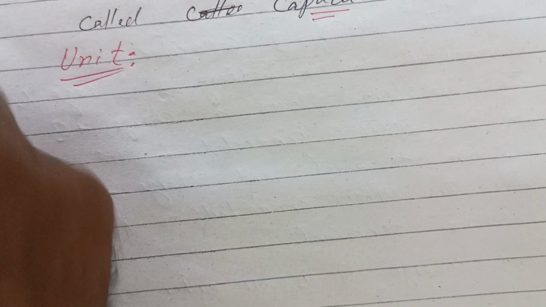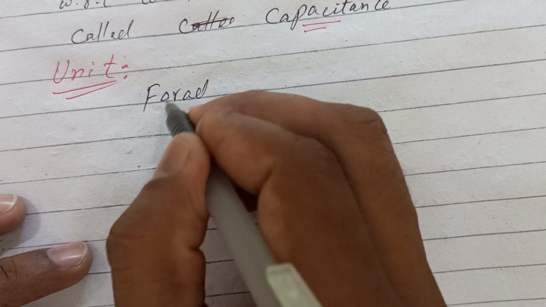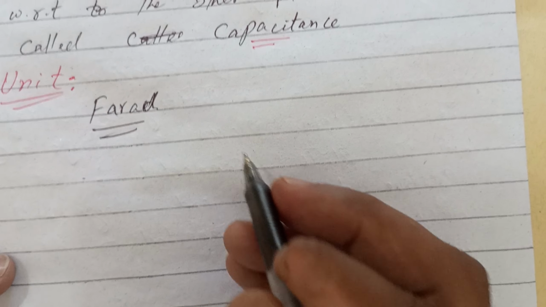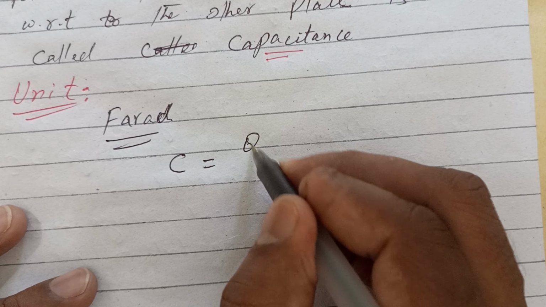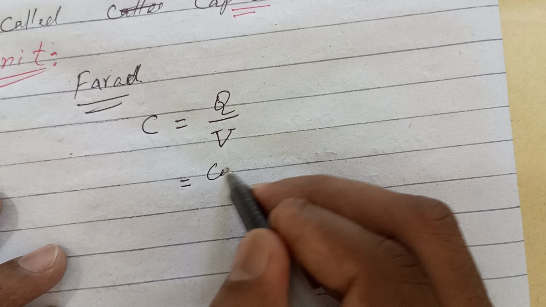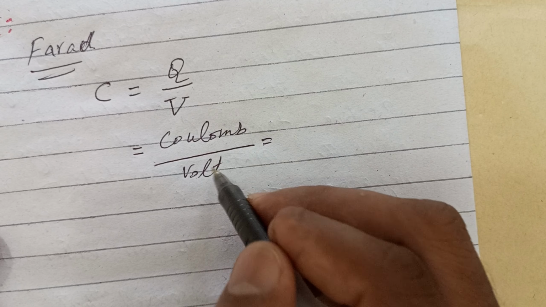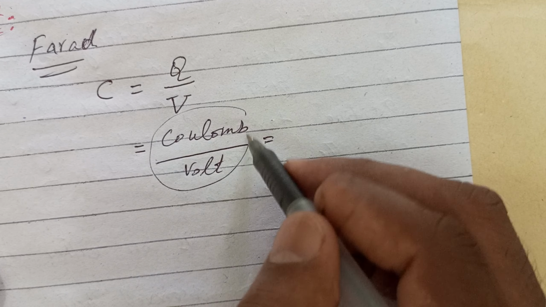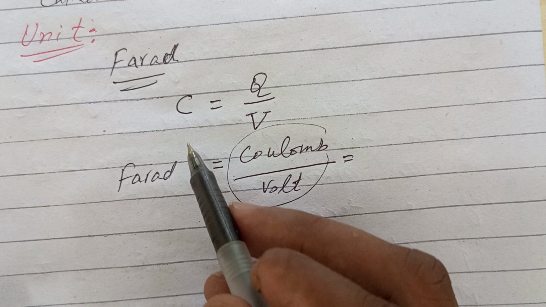Now we talk about the unit of capacitance. The SI unit is the farad. From the equation above we can see that capacitance C is equal to charge per unit potential difference. As we know, charge has the unit of coulomb and potential difference has the unit of volt. So capacitance is defined as coulomb per volt. This unit of capacitance, coulomb per volt, is called the farad. So the unit of capacitance is the farad.